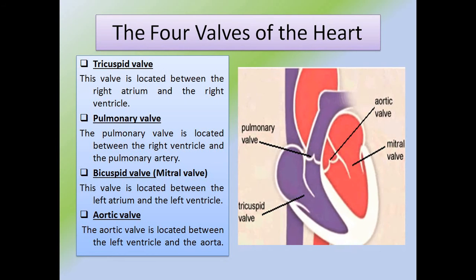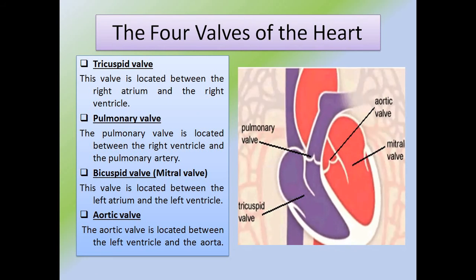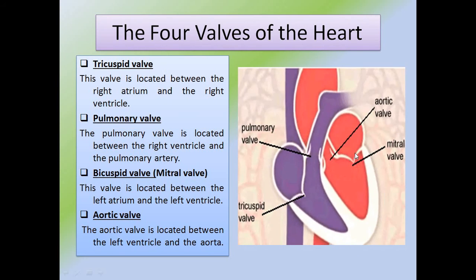The pulmonary valve is located between the right ventricle and pulmonary artery, and this is the location of our pulmonary valve. The next one is the bicuspid valve, and the other name of the bicuspid valve is the mitral valve. The location of this valve is between the left atrium and left ventricle, and this is the location of our mitral valve. The last one is the aortic valve.